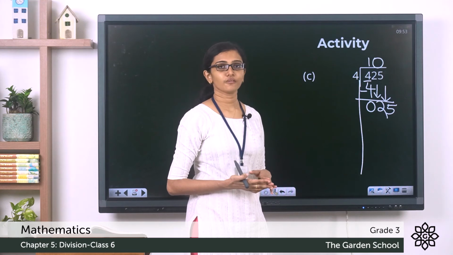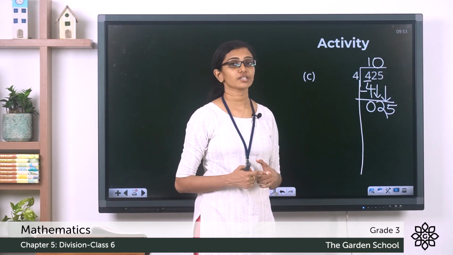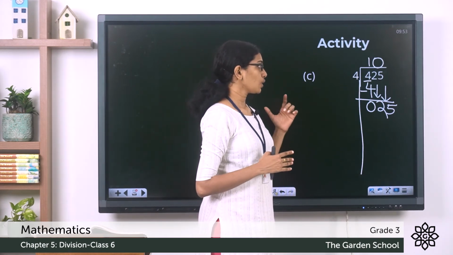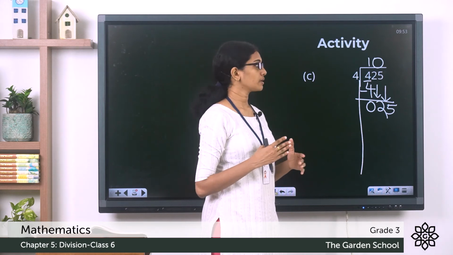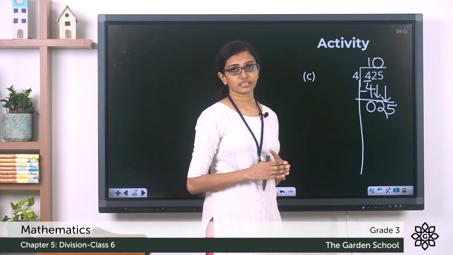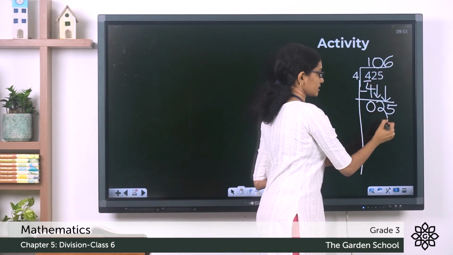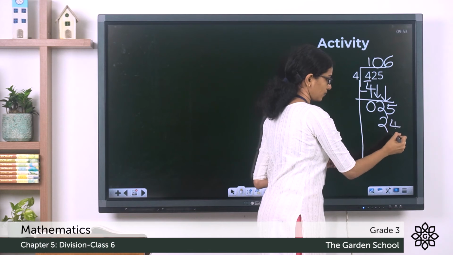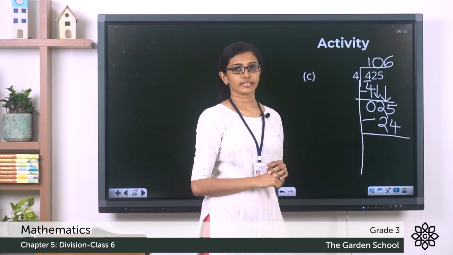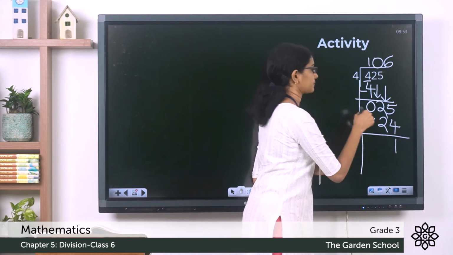Let's recite the table of 4. 4 ones are 4, 4 twos are 8, 4 threes are 12, 4 fours are 16, 4 fives are 20, 4 sixes are 24, but 4 sevens are 28. So let's take 4, 6. Let's write that 6 over here. Now 4 into 6 is equal to 24. Let's write it just below 25 and subtract the numbers. 25 minus 24, which is equal to 1.